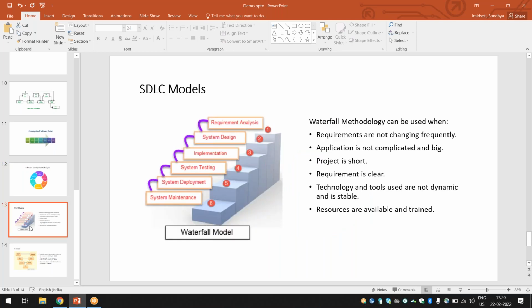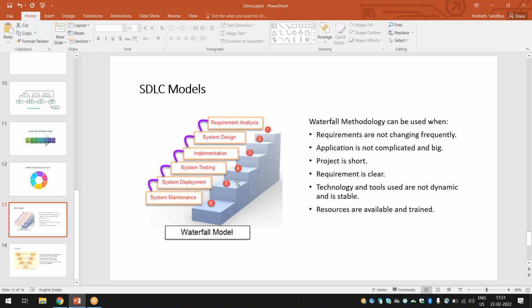Coming to the software development life cycle, we have two types of models. One is the sequential model and the second one is the incremental or iterative model. Today we will discuss the sequential models. Under sequential models, we have the waterfall model and the V model. Sequential models are suitable for small projects, whereas incremental models are suitable for big projects.